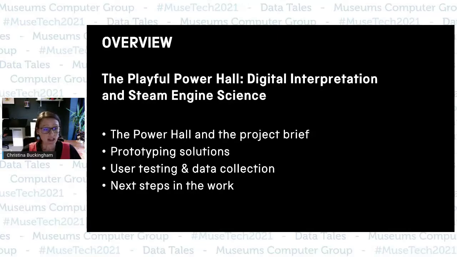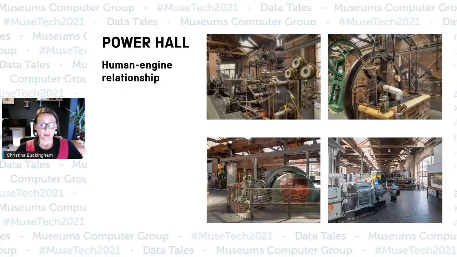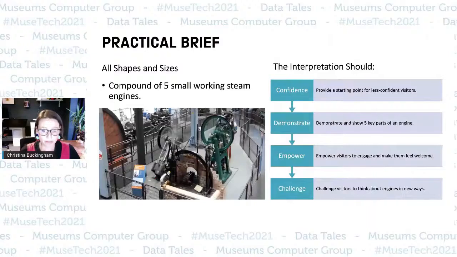I'll talk about the way we've been user testing these prototypes and collecting data about them, and the next steps in the work. So as you can see, this is the Power Hall. It's at the Science and Industry Museum, and it houses a huge collection of working steam engines. It's currently in a major restoration and redevelopment phase, with the big idea of the future exhibition being the human-engine relationship. And I've been investigating methods of building this concept into family-friendly interpretation through a playful mixed media approach.